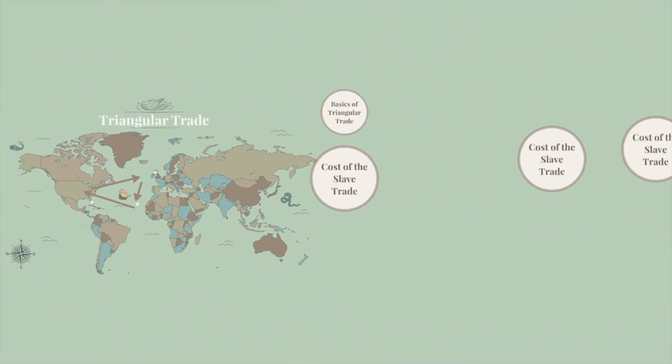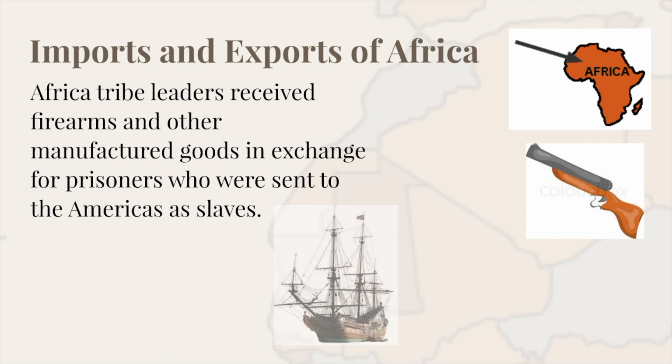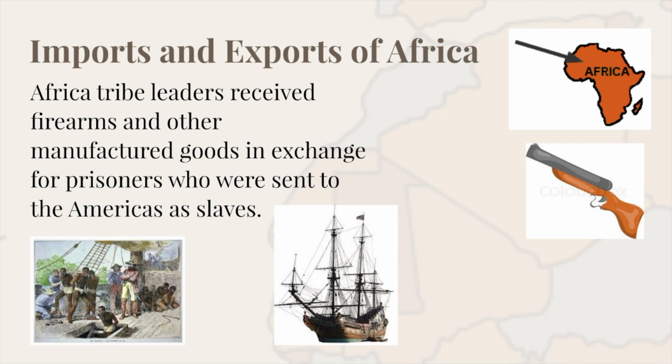Then, the imports and exports of Africa, trading was generally led by their tribe leaders. So, the African tribe leaders would receive firearms and other manufactured goods in exchange for prisoners who were sent to the Americas to work as slaves.